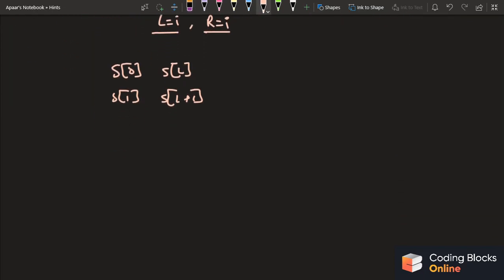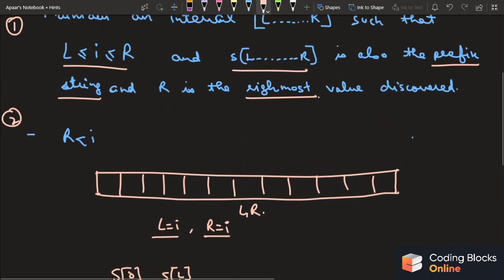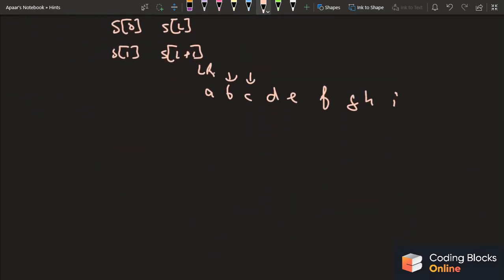Why? Let's take a case. Let's say this is the string A B C D E F G H I, right? So L and R are at 0, right? Then I will be over here. Then according to the trivial approach, L and R will be at 0 only, right? Then I will come over here, right? Again R is less than I, right? Then again I'll just make L and R equal to I and start matching again with A. It won't match. Again the Z will be 0, right?